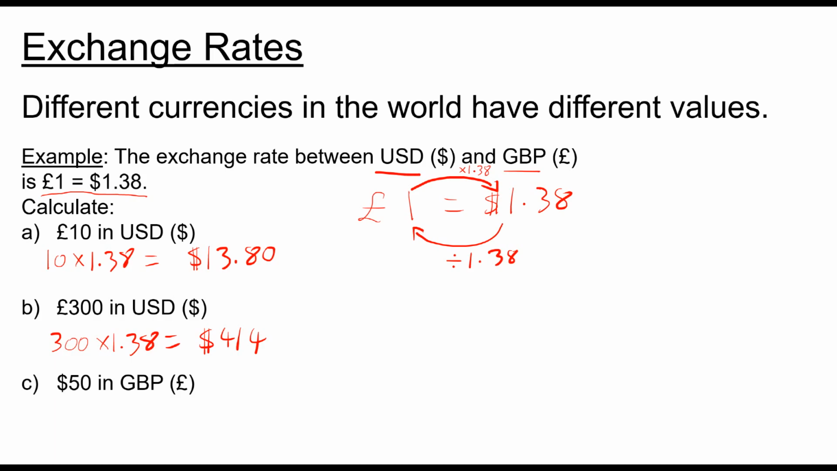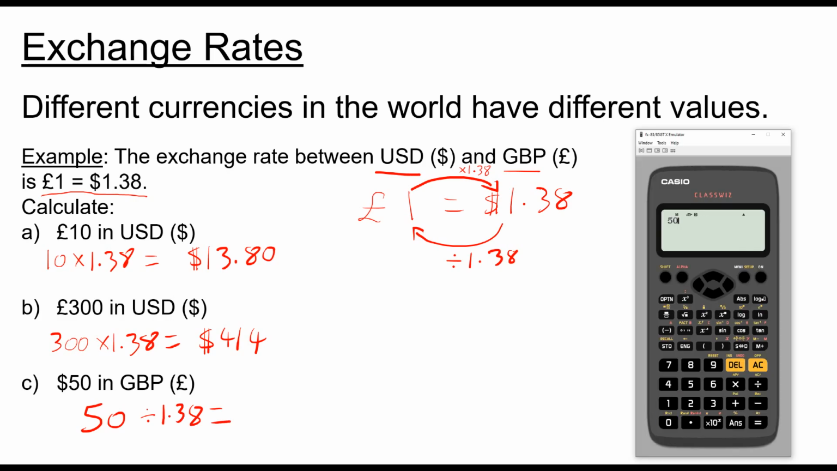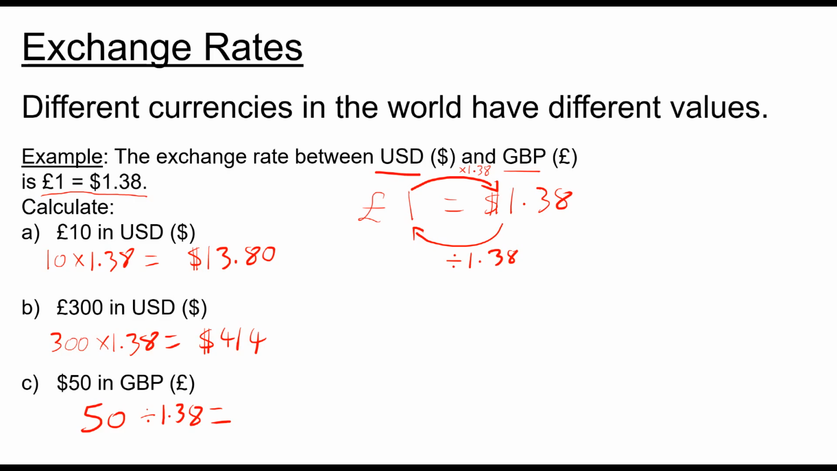Finally, to change $50 into pounds, I need to divide by 1.38 because £1 is $1.38. So if I do that, I get 50 divided by 1.38, which gives me £36.23.